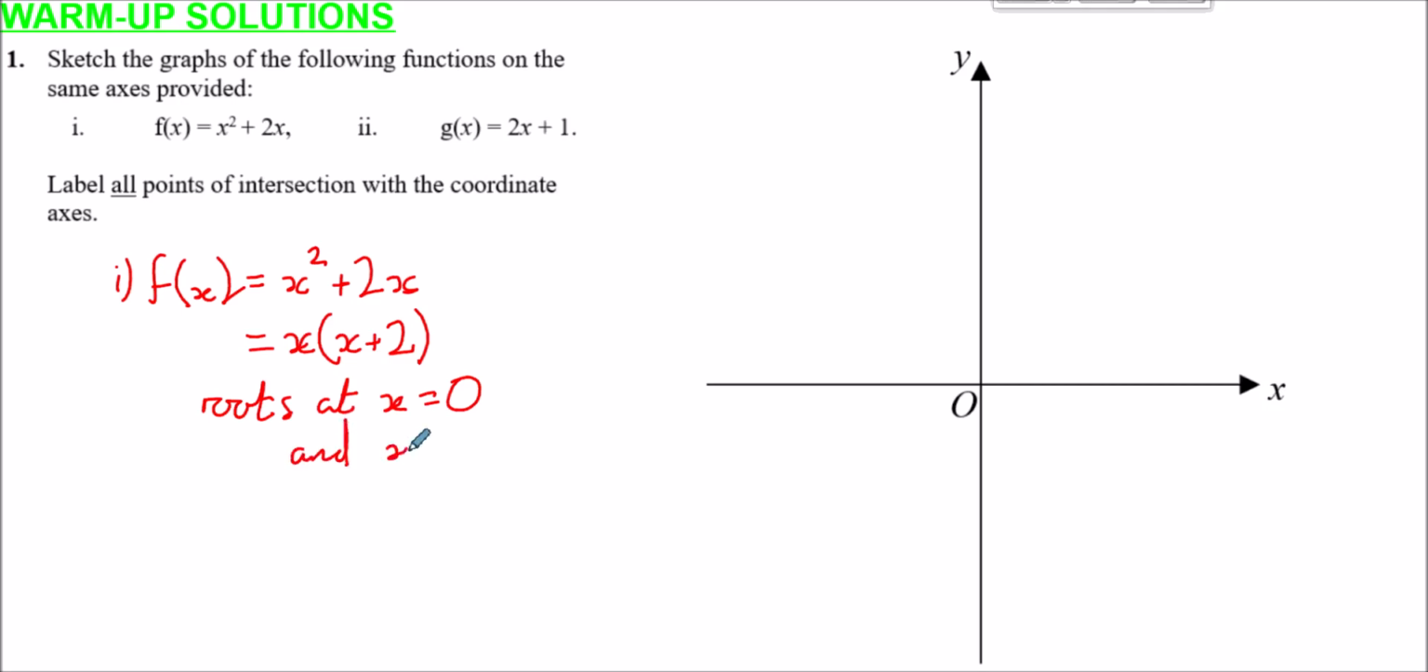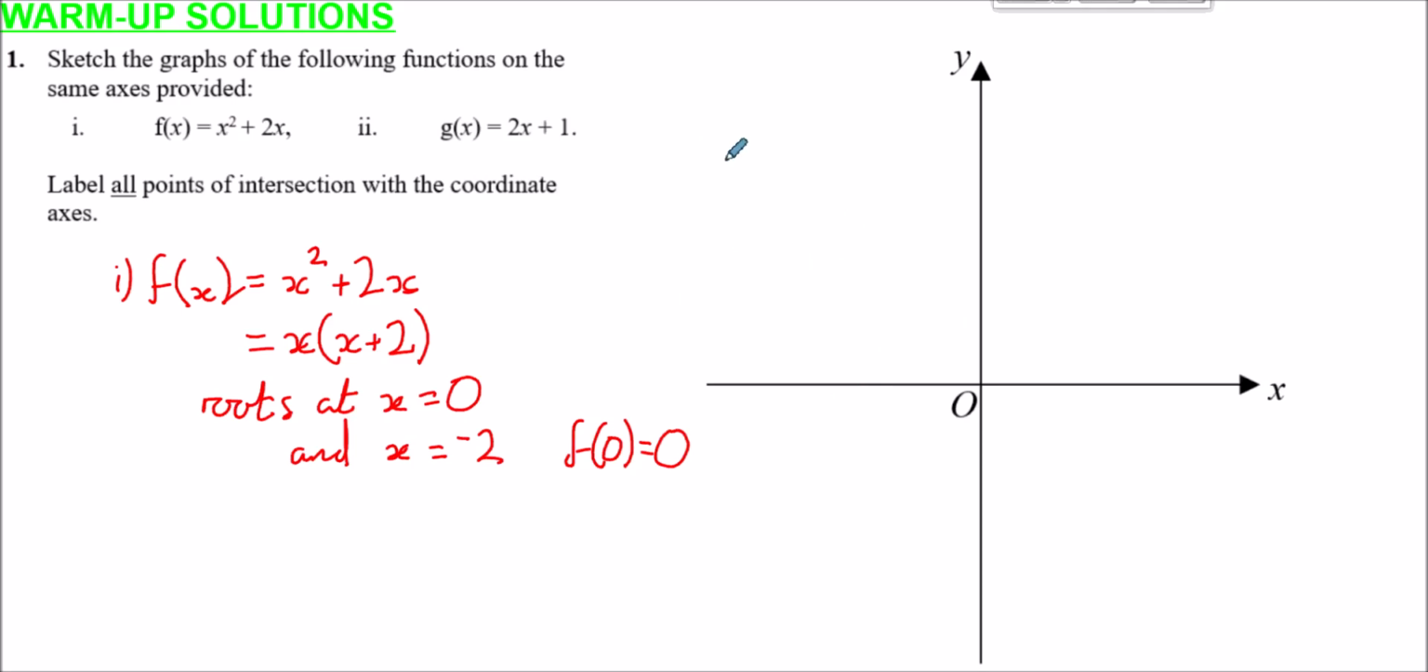So in other words, we know where the graph is going to intersect the x-axis. We can also work out what the y-intercept is by substituting in when x is 0. Well, when x is 0, this whole thing just becomes 0. So we know that the y-intercept is 0. It's going to go through the origin. It's also a quadratic with a positive coefficient on the x squared. So it's going to be a U-shaped parabola. And so all there is to do now is to follow through and try and sketch this on.